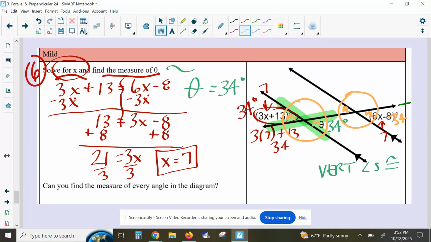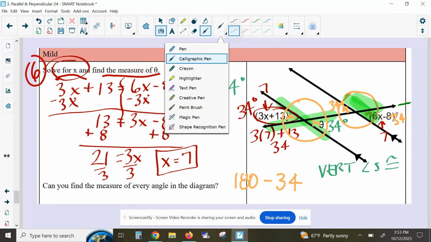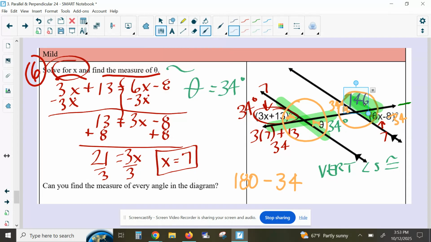So this one's 34, this one's 34, and we already had those both labeled. Now all of the other angles are the obtuse pieces, and that's going to be basically 180 take away 34. Because remember, these are all going to be like half pizzas. So this is a half a pizza on this side. So if we have 34, the other half has to add up to be 180. So if I do 180 minus 34, I get 146. So this is 146 degrees.